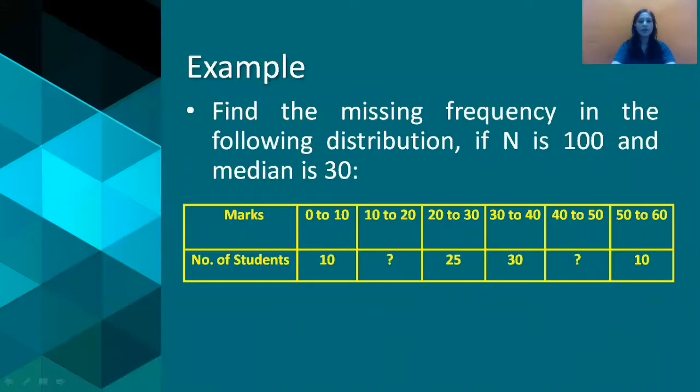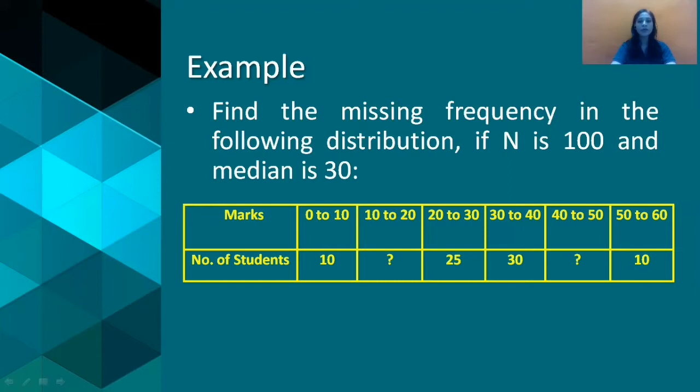Here we are given a marks frequency distribution, in which marks are given in the form of classes, that is 0 to 10, 10 to 20, up to 50 to 60. Along with that, the number of students is given. But for two classes, that is 10 to 20 and 40 to 50, the number of students is missing.